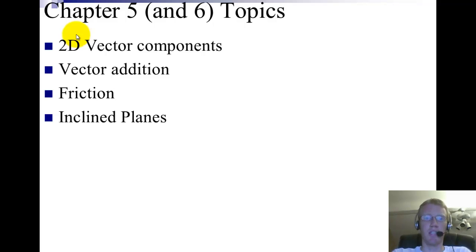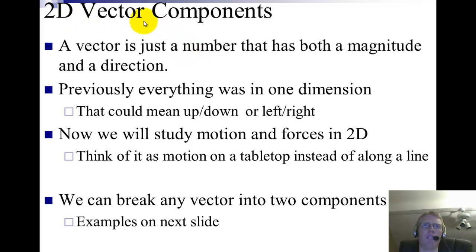So before we can get to the complex force diagrams, we have to talk about 2D vector components. This is something that you may have already seen in pre-calc, but if you're in pre-calc this year, then you probably haven't seen it yet, so I'm going to go through how to do vector components. Finally, we use friction as an example of 2D motion, and then inclined planes, which are a more complicated example of 2D motion.